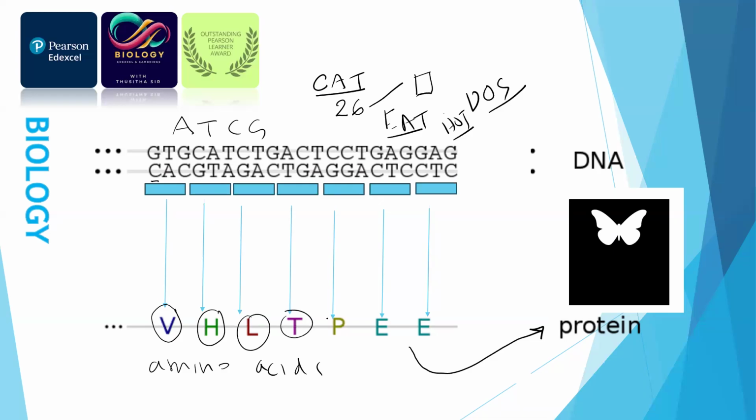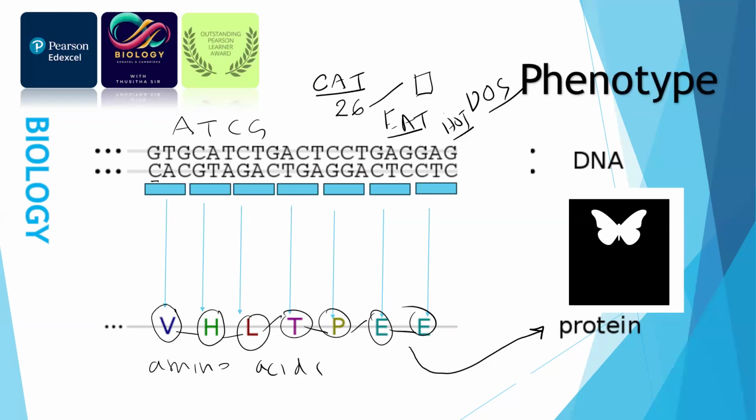And these 7 amino acids join together chemically to make a color pigment. It makes the butterfly white. And this is what we usually call phenotype. The phenotype is the observed character. So all observed characters finally make us. That's how these things are working. Now you understand DNA makes proteins, and proteins join together to make the phenotype.